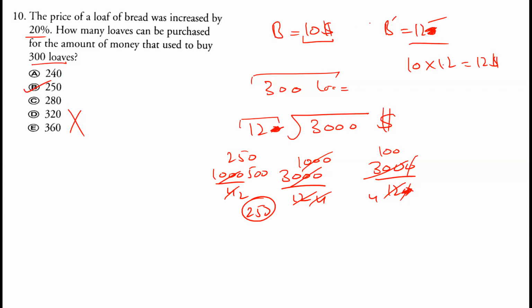So the mistake over here was that if we have $10 and there is an increase of 20%, it won't become 120, but instead it would be $12.